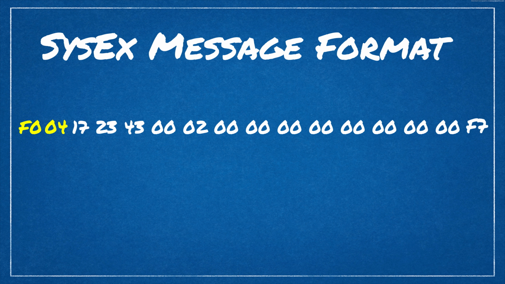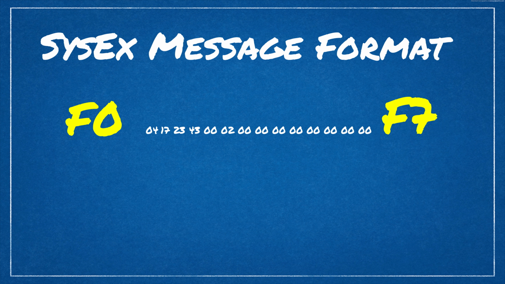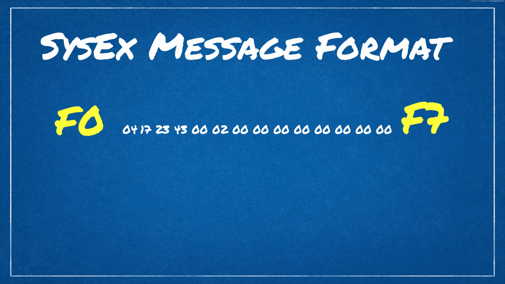The first, second, and last pair of digits are required by all Sysex messages. The F0 and F7 can be thought of as brackets, which enclose the message so the synth recognizes it as Sysex. Again, every Sysex message, regardless of manufacturer, requires those two digit pairs.